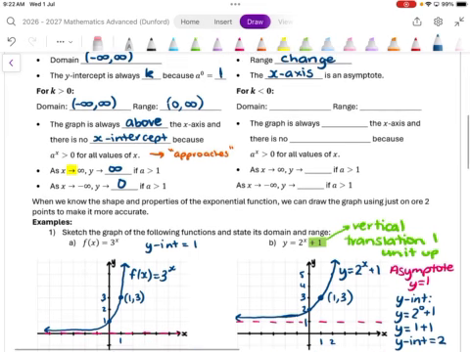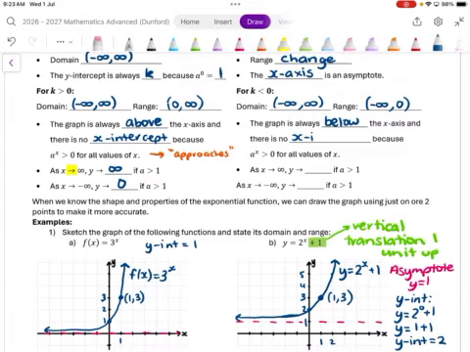Now, for k less than 0, that means it's a negative k value. Our domain is negative infinity to infinity. But what the negative k value does is it flips the graph to be below the x-axis, meaning that the range is negative infinity to 0. Okay, so like I said, the graph is always going to be below the x-axis and there is no x-intercept, because a to the power of x is greater than 0 for all x.